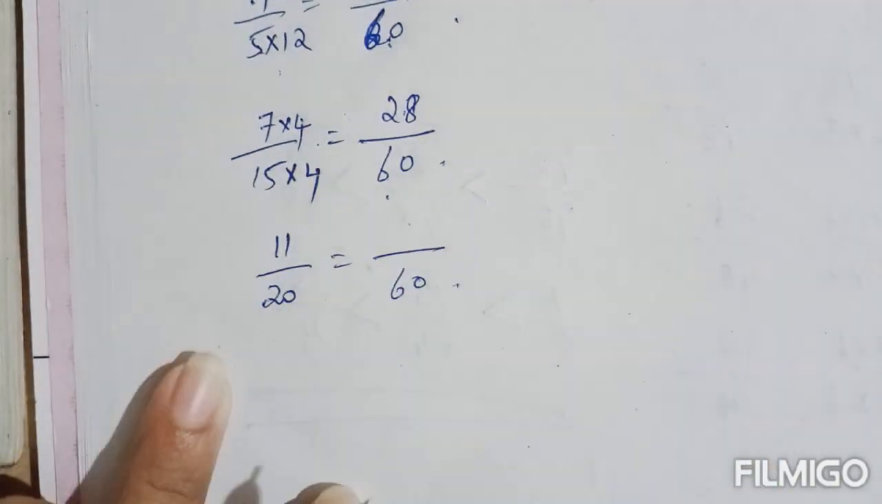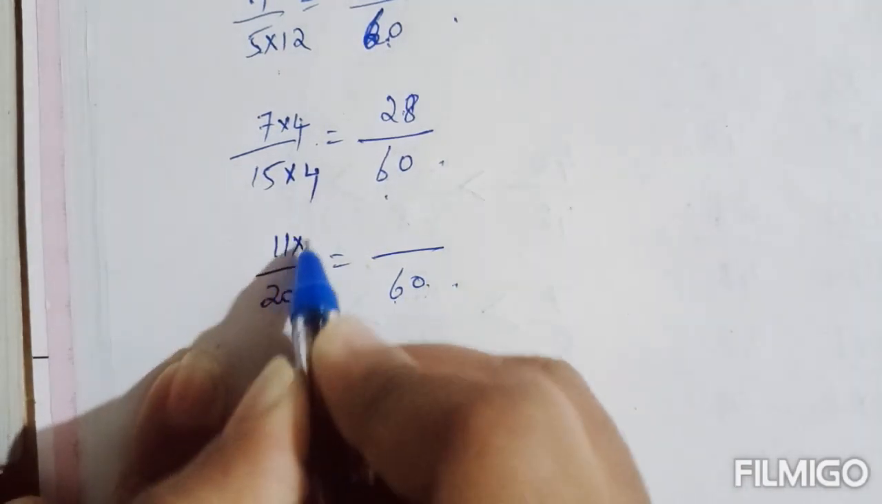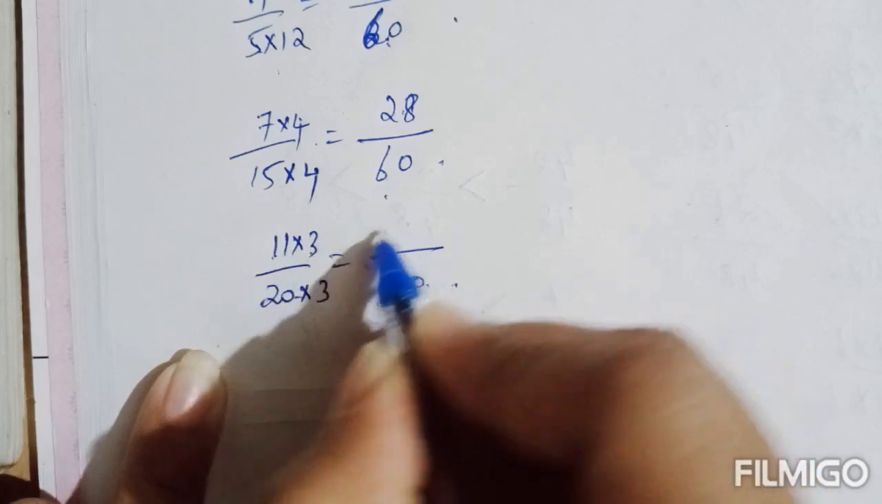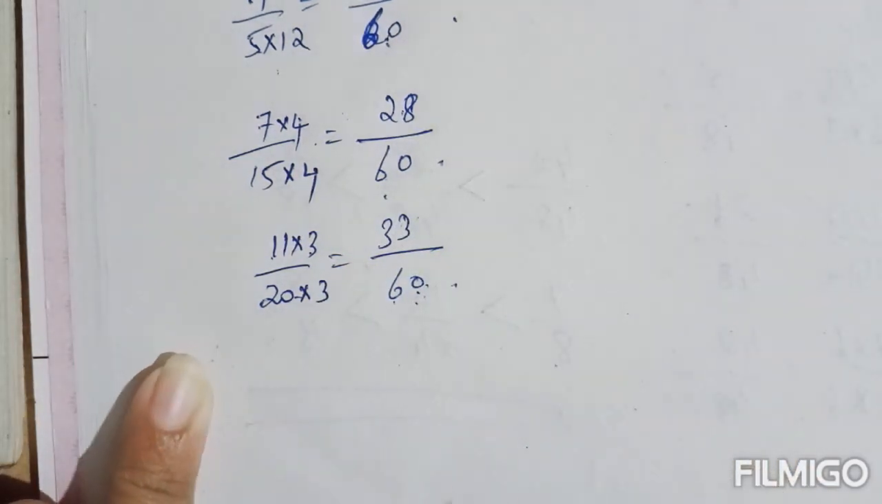Make the denominator equal to 60. So 20 into 3 it is 60. So 11 you multiply by 3 and 11 into 3 it is 33. So you will get 33 by 60.